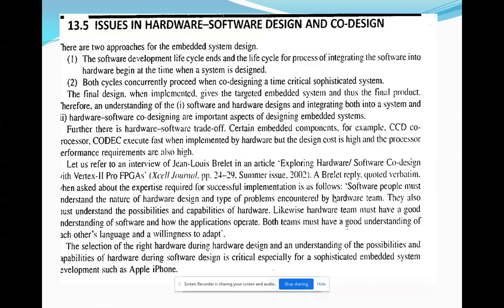Okay. For example, CCD coprocessor and codec execute fast when implemented by hardware, but the design cost will be very high. Okay. Because you are using a CCD processor and codec, the processor performance will be very high. Okay. So you have to consider both hardware and software while designing an embedded product.